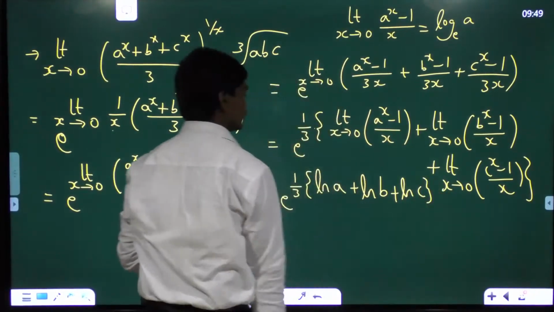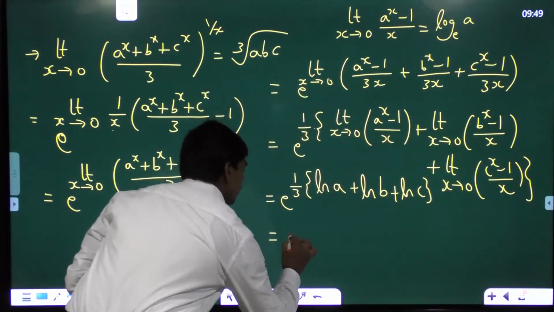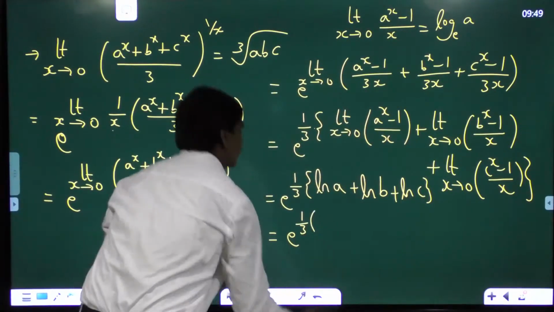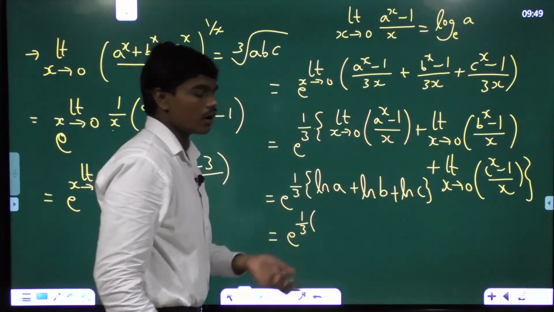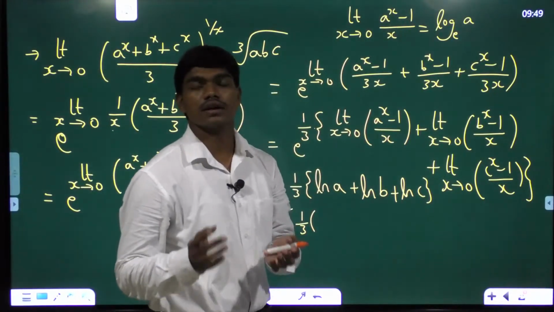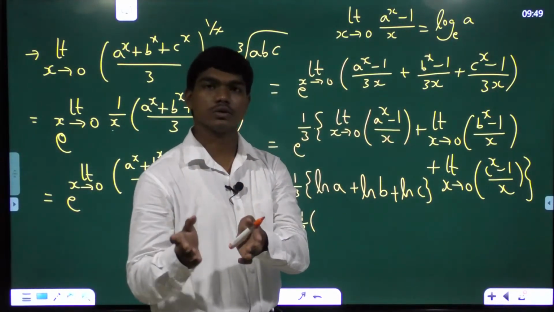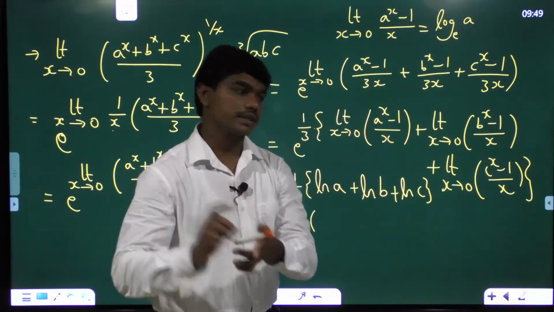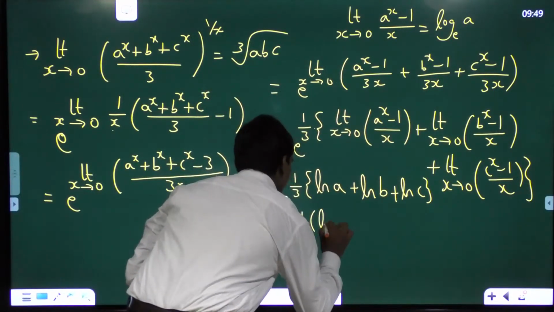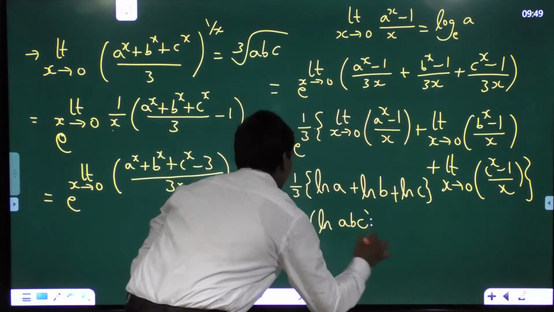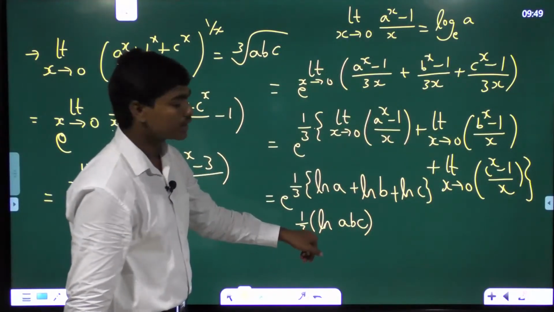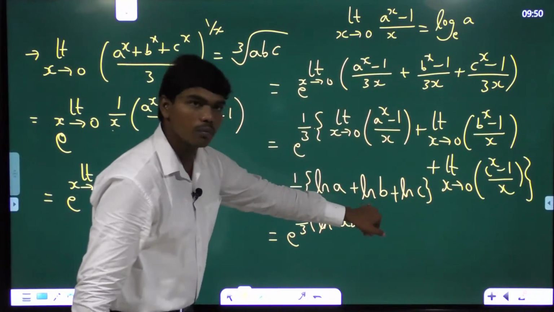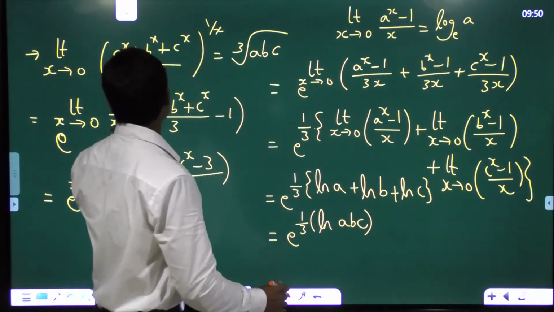Okay? So this is equal to e power 1 by 3 into ln A plus ln B plus ln C, which can be written as ln of ABC, because in logarithms we have a property that log of product of two quantities is equal to log of first quantity plus log of second quantity. So if you use that, we get ln ABC. And since this is a logarithm of the multiplication, we can pull this 1 by 3 to the top of this, as we are getting this 1 by x here.